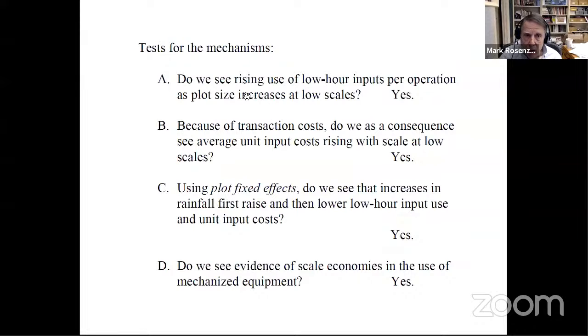So before we calibrate and structurally estimate the model, we want to know: is there evidence for this model? We want to test some of the mechanisms. Some of the tests that we're going to do look at the use of low-hour labor across farm sizes. So let's get into that.